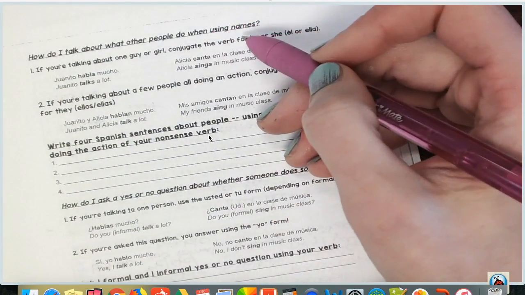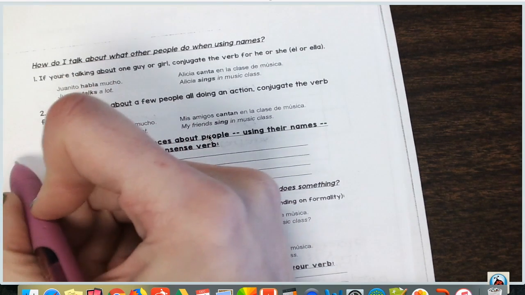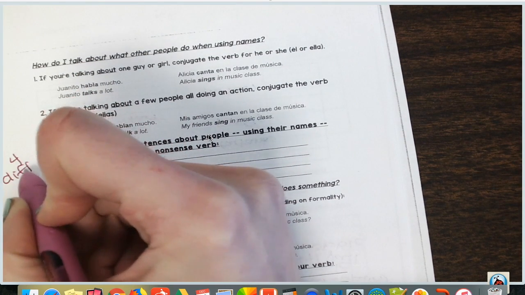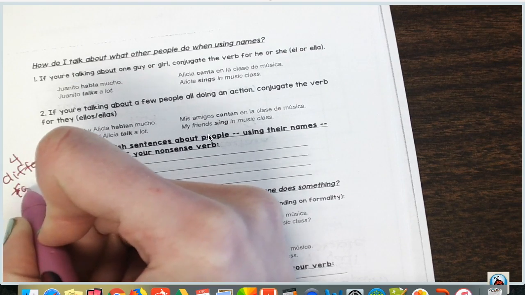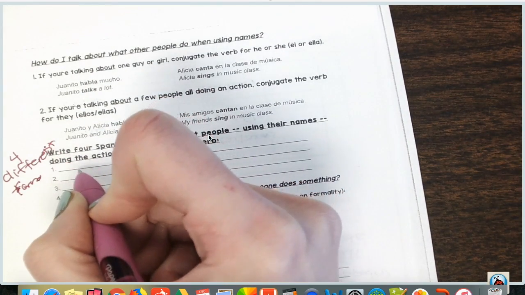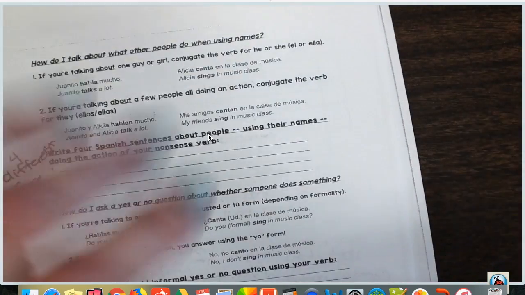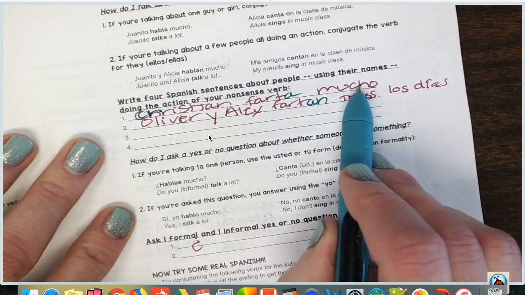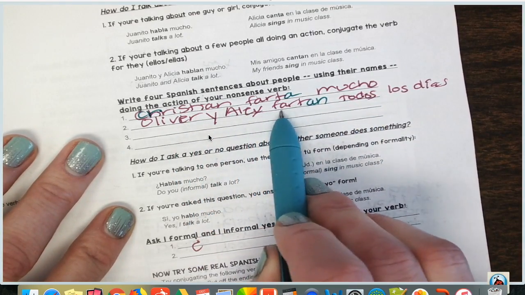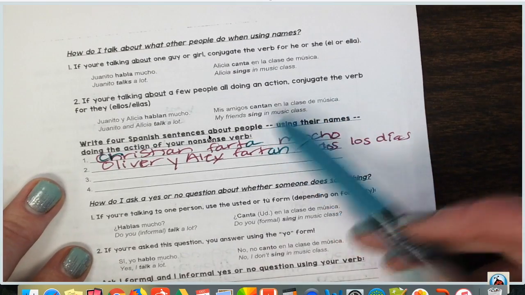How do I talk about what other people do when using names? So you have to use 4 different forms of your verb. I did some examples from 6th hour earlier. I said Christian farta mucho, notice I used 2 colors. Oliver y Alex fartan todos los días, and tell me how often they do it.